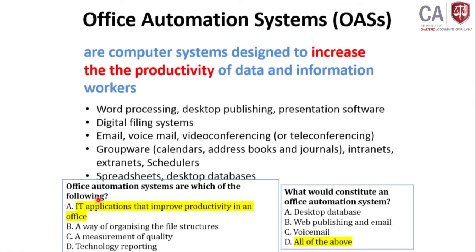Discussion questions. Office automation systems are which of the following? IT applications that improve the productivity in an organization. Please remember this word, productivity: improve the productivity. When it comes to office automation, you have to remember that it improves the productivity. What would constitute an office automation system? Desktop database. Yes, it has a desktop database. Word processing and email, voice mailing, all of them. All these are office automation systems.